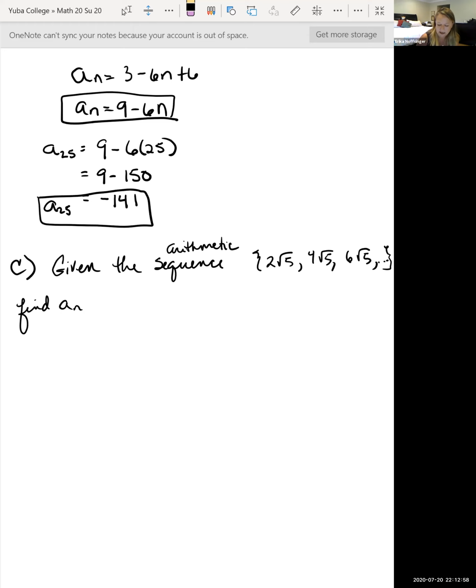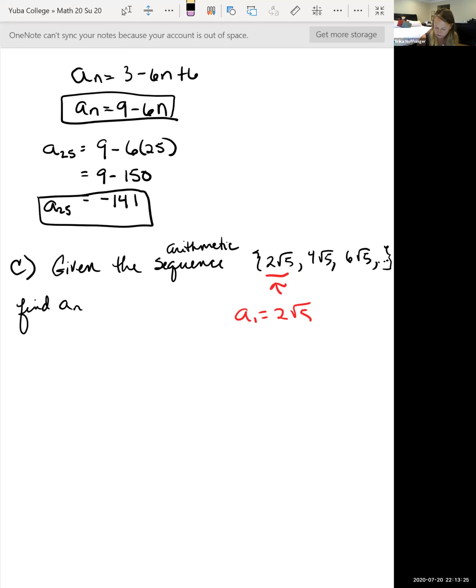Okay, so same idea. We can use that formula, the first term plus n minus 1 times that common difference d. So we can figure out what d is by looking at this sequence, and we can also figure out what our first term is, because it's given in the list. It just doesn't denote it like that. But the first term here is 2 root 5.